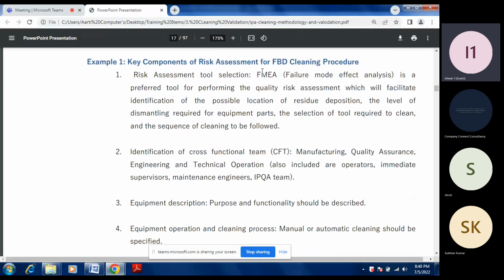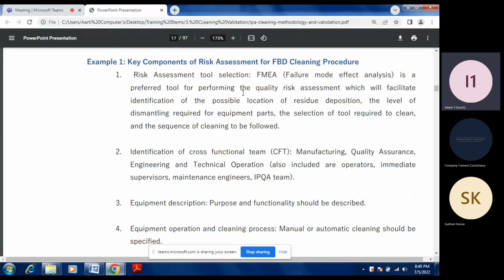Now here we are discussing the FBD, fluidized bed dryer, and how to perform the risk assessment for the cleaning validation cleaning procedure for the FBD. The risk assessment tool selected is FMEA, failure mode and effects analysis. It is one of the tools for investigation and risk assessment. So that particular tool, FMEA, we are using for the investigation and risk assessment. This is a tool from the ICH guidelines, ICH Q9 quality risk management.